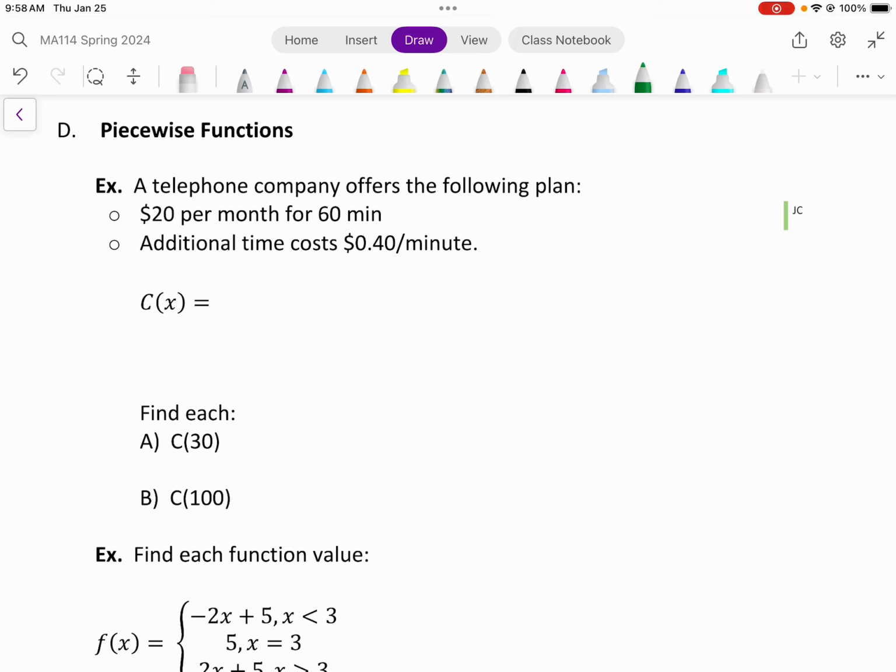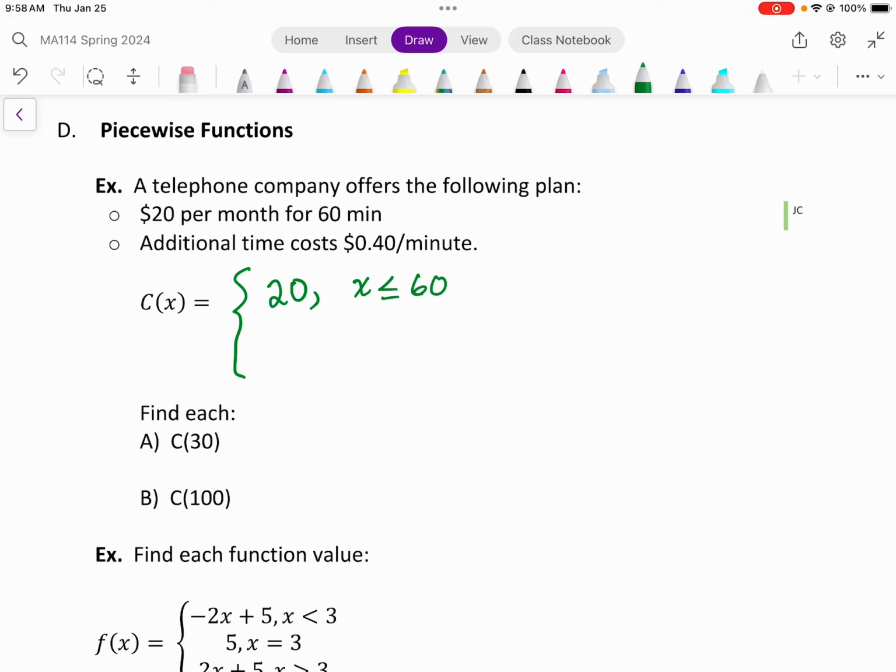All right, a telephone company offers the following plan. You're going to pay $20 a month for 60 minutes, and additional time is 40 cents a minute. So let's set that up with a piecewise function. We're going to pay $20 when x, which is our time, is less than or equal to 60. So for 60 minutes or less, you pay $20.